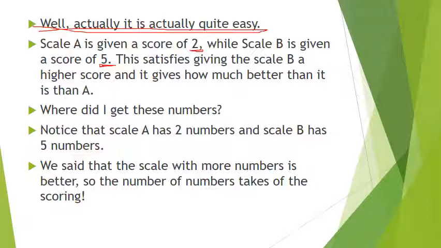Okay, so how did I get these two numbers? It's real simple. Notice that scale A has two numbers, 1.1, and scale B has five numbers, 1.1023. All right, we said that the scale with more numbers is better, right? So the number of numbers actually is the score.